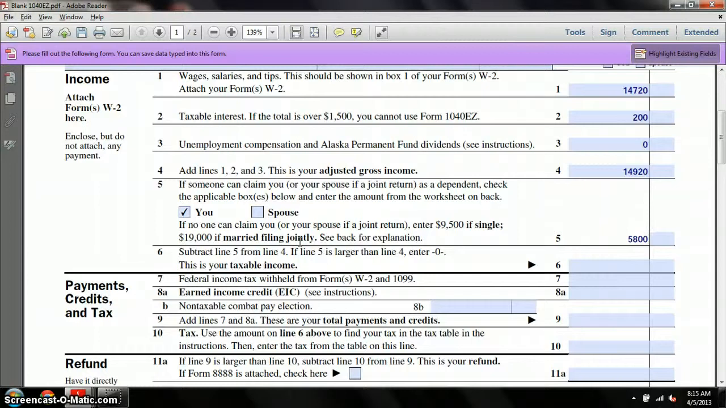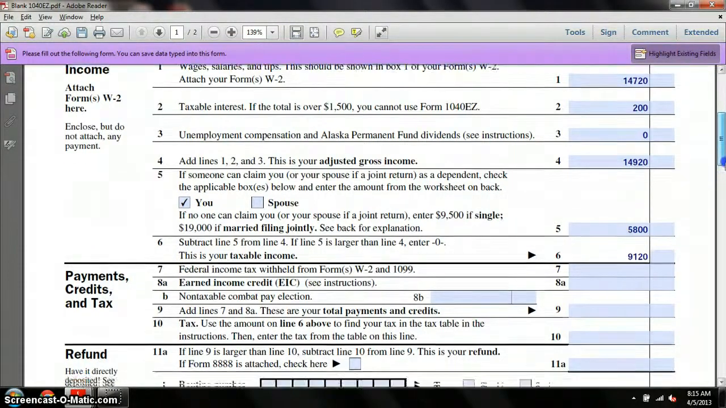Subtract line 5 from line 4. If line 5 is larger than line 4, enter 0. So, obviously here line 5 is not larger than line 4. So we're going to take line 4, which is 14,920, minus line 5, which is 5,800, and we get 9,120. That's what we're going to enter here for line 6.